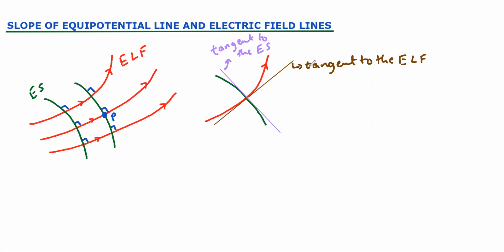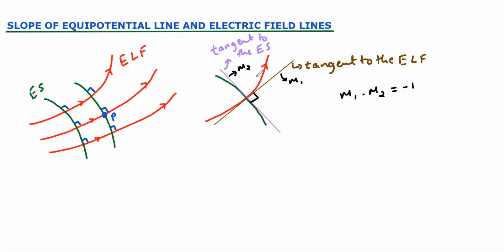Now the idea is that these two lines are perpendicular to each other. So if I say that the slope of this is m1 and the slope of this is m2, I can say that m1 into m2 is equal to -1. The product of their slopes is going to be equal to -1. All right, now which one is easier to calculate?